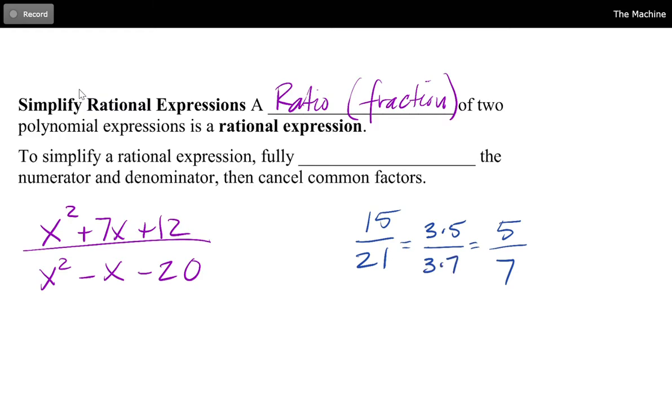Now, is the 3 being multiplied? Yes, it's being multiplied in each case. So when I say top times 3 and the bottom divide by 3, I can cancel those. Really what I'm doing is this. I'm separating these two out and I'm saying 3 divided by 3, that's 1. And all I have left then is just 5 sevenths. So that's the method that we're going to use to simplify rational expressions. To simplify rational expressions, fully factor the numerator and the denominator, then cancel common factors.